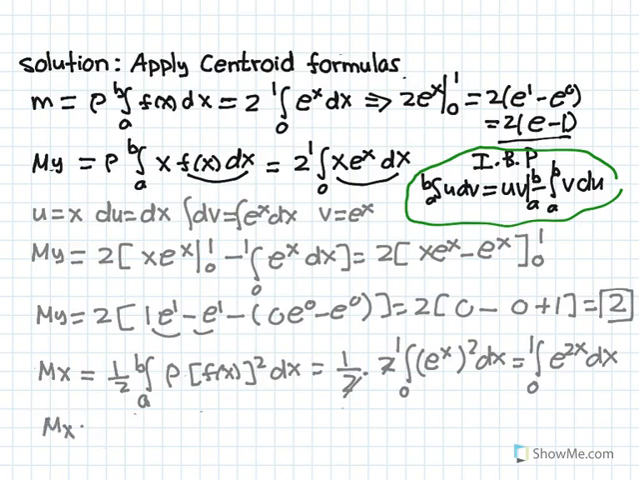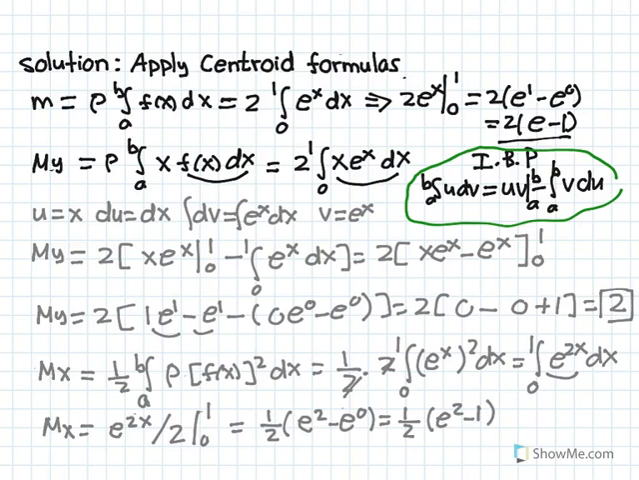So Mx is equal to, what is the antiderivative of e to the 2x? That's e to the 2x, divided by 2, reversing the chain rule or doing U substitution, evaluated from 0 to 1. So we get 1/2 times e squared minus e to the 0. E to the 0, of course, is 1. We get 1/2 times e squared minus 1. And this is the moment with respect to the x-axis.